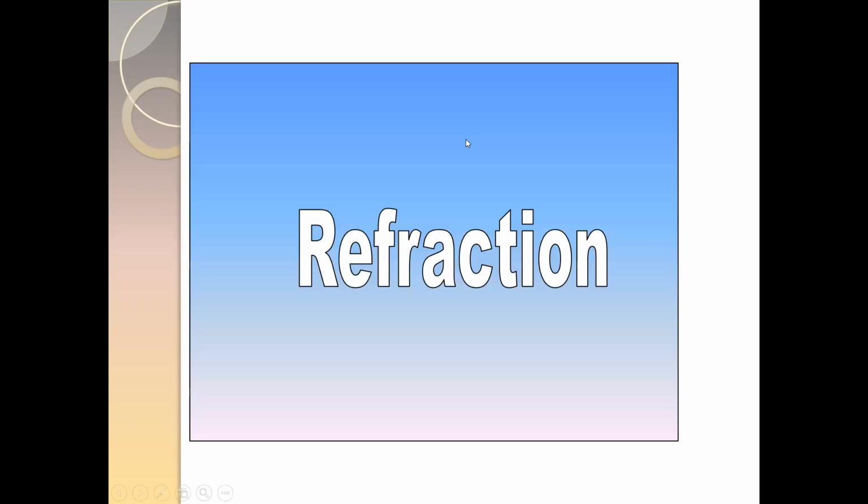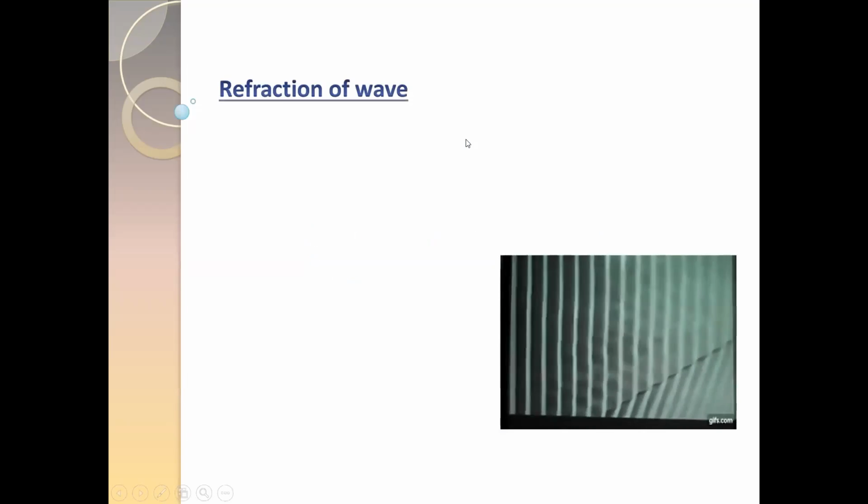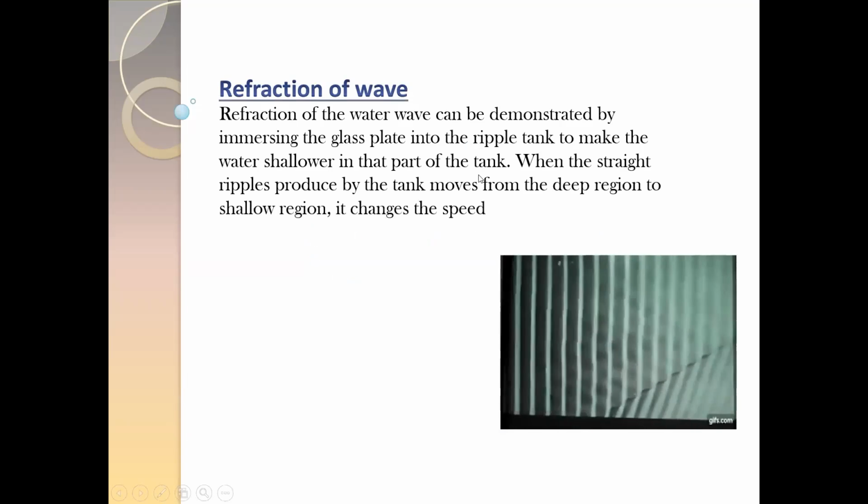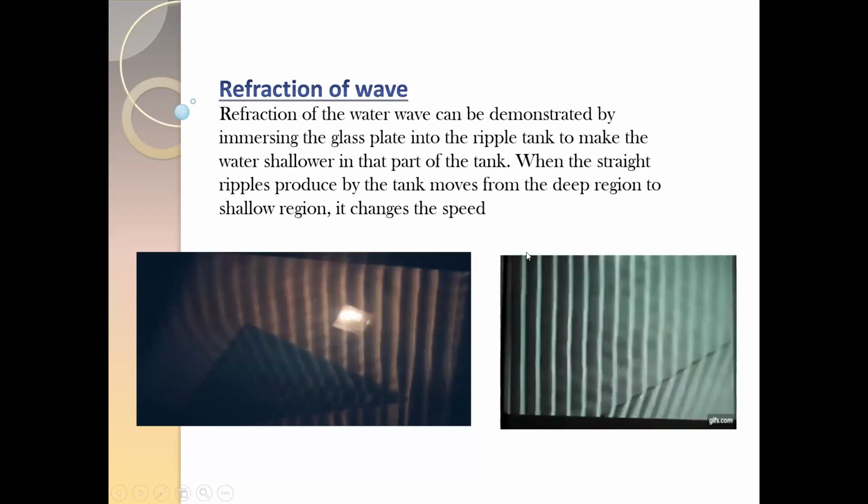The second property of a wave is known as refraction. What is the meaning of refraction? The term refraction means when the wave travels from one medium to another, it changes the speed, and we call that as refraction. Example, if this is a ripple tank, you're looking from the sideways, a side view of a ripple tank.